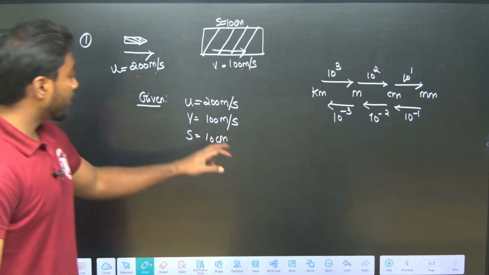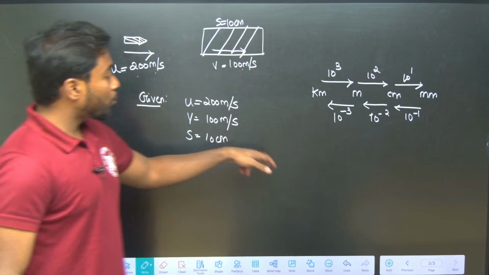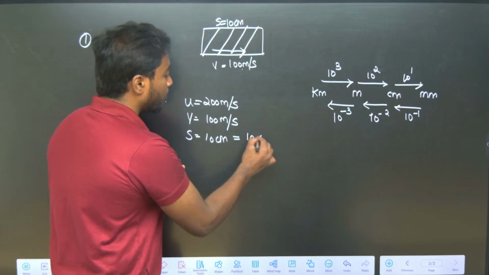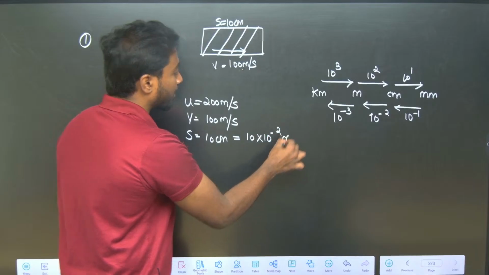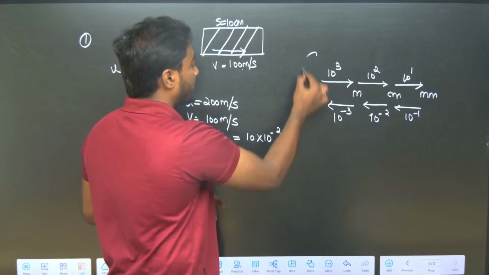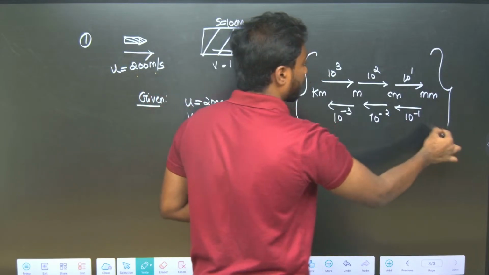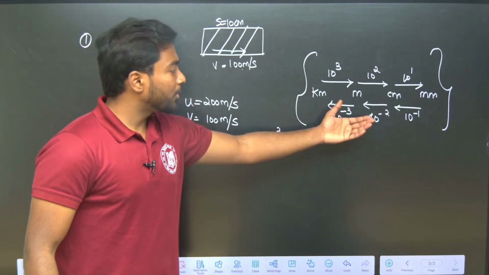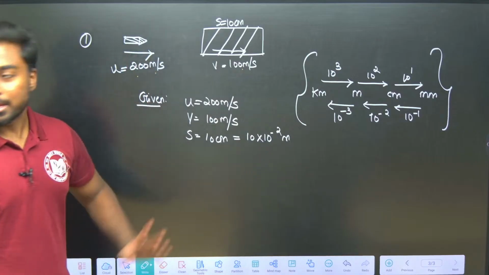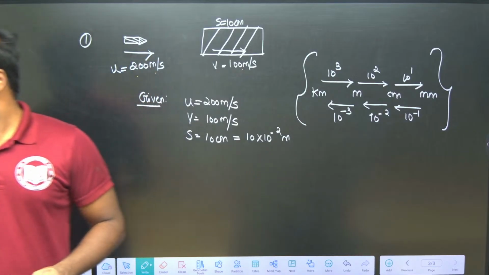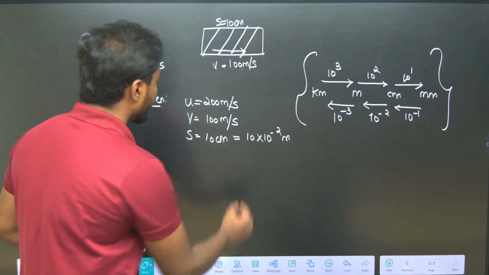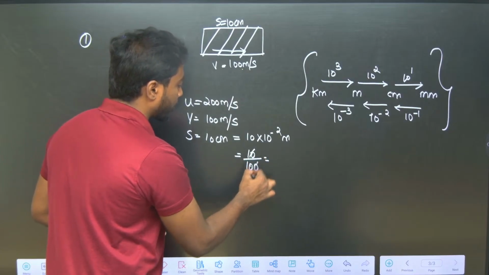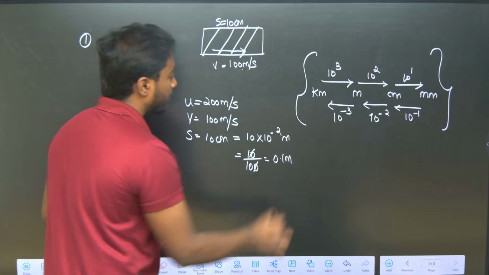Now, what I need is to go from centimeter to meter, which is nothing but 10 into 10 power minus 2 meter. So, you can remember this, okay. Whenever we want to convert the units, remember these values, so that it will be easy to convert the units, okay. Now, 10 divided by 100, which is nothing but 0.1 meter.